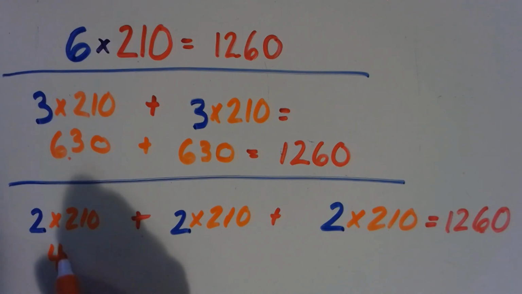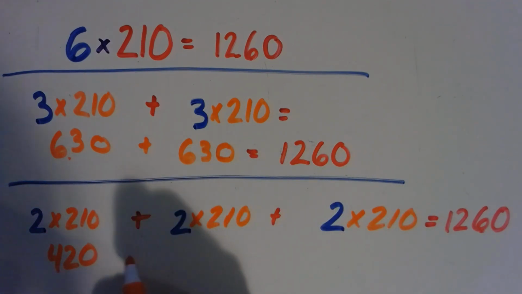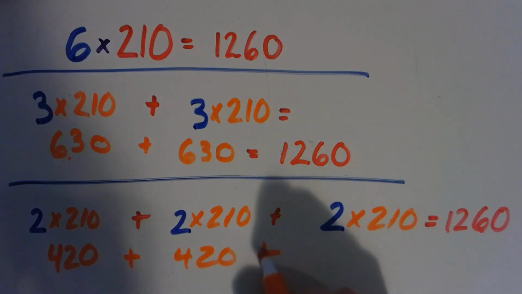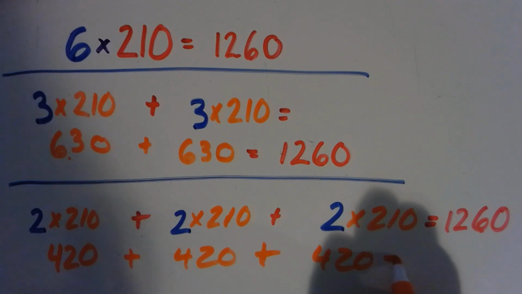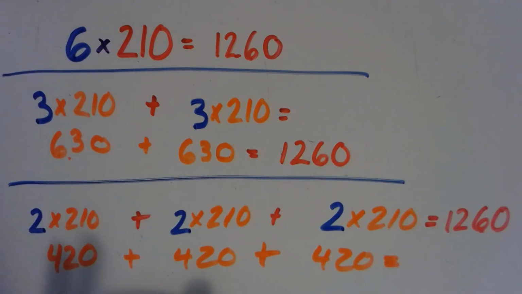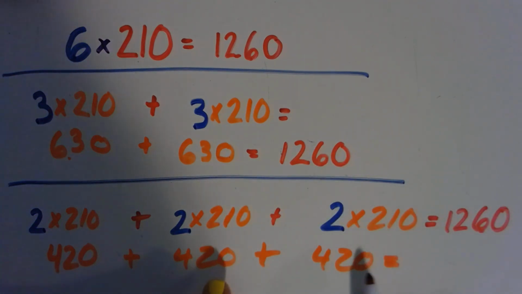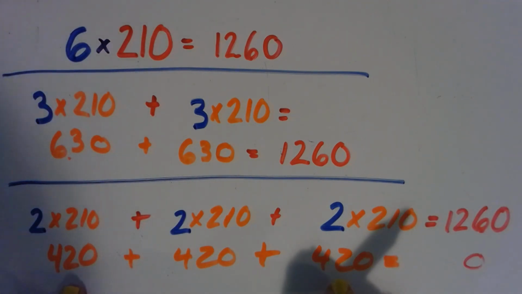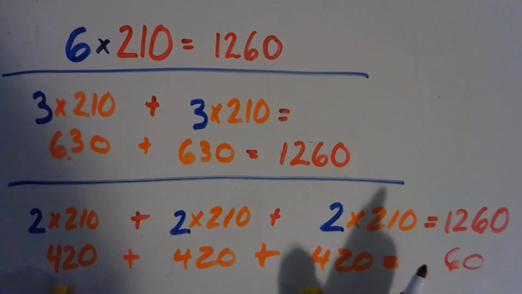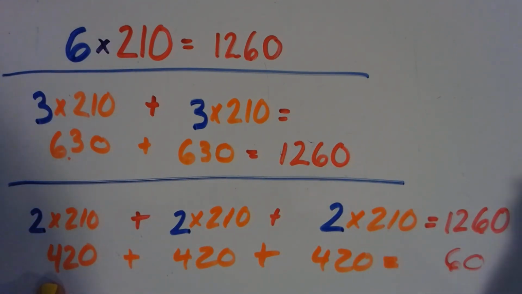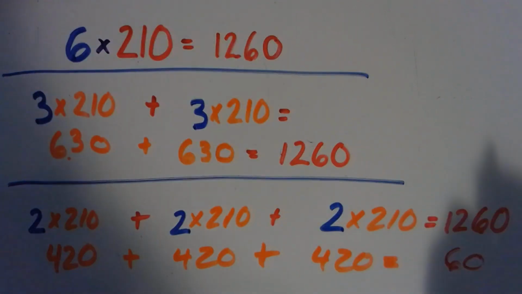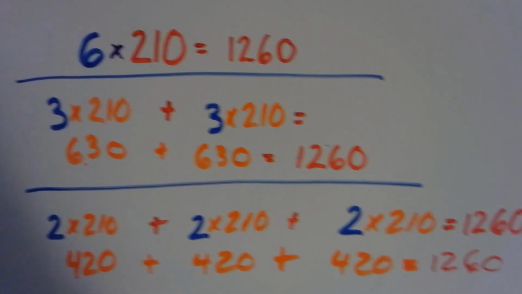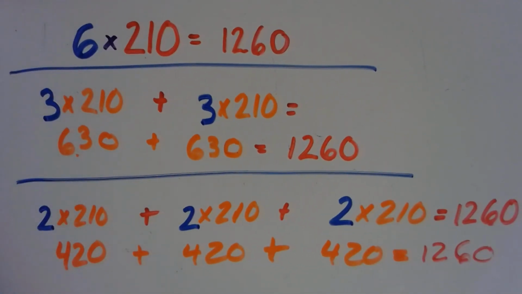So 420. So 420 plus 420 plus 420 equals, the ones column first, 0 plus 0 plus 0, 0. 2 plus 2 plus 2, 2, 4, 6. 4 plus 4 is 8, plus 4 more, 8, 9, 10, 11, 12. You're right. That is called Egyptian math.